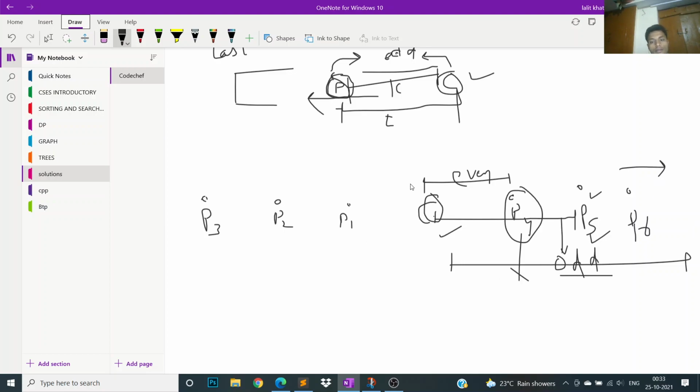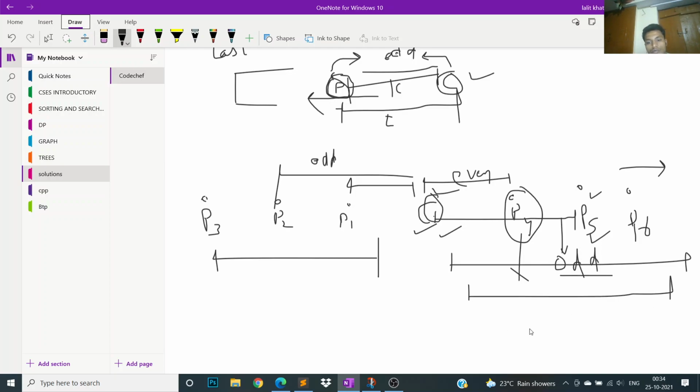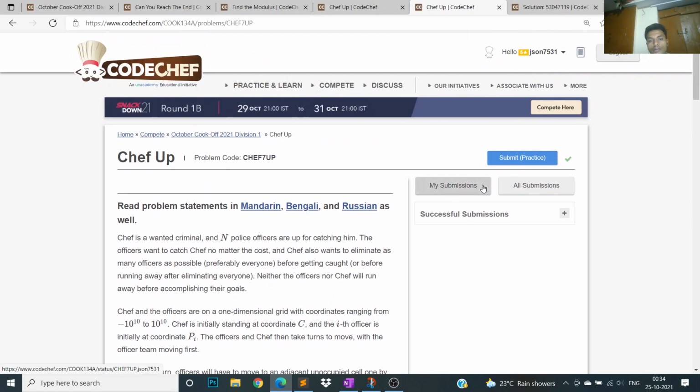Similarly for this one, the first will come, the distance is odd, so chef will be eliminated. So we just have to take care how many police officers' positions are less than chef's and how many are greater, then we just sort, and we just calculate whether the distance is odd or even.